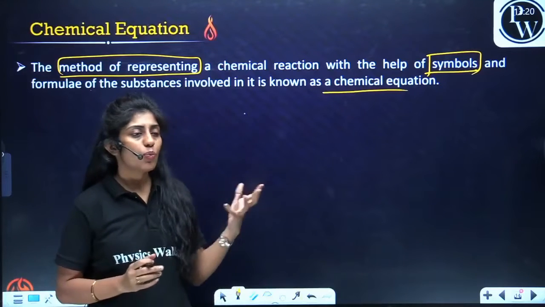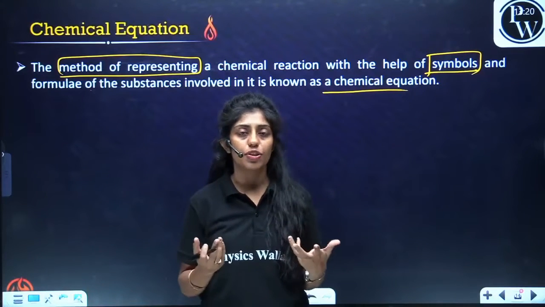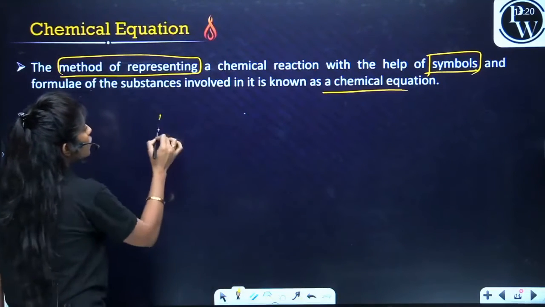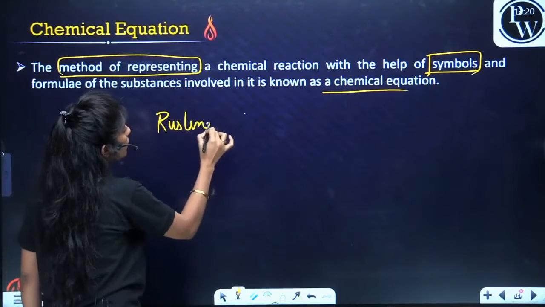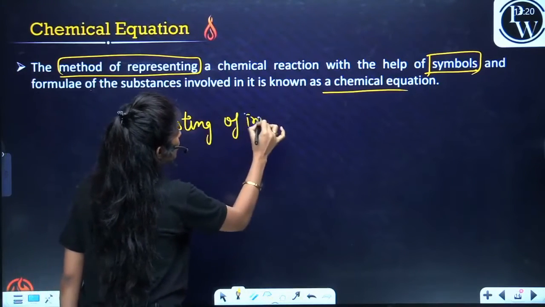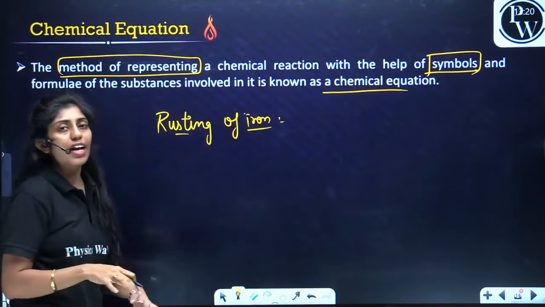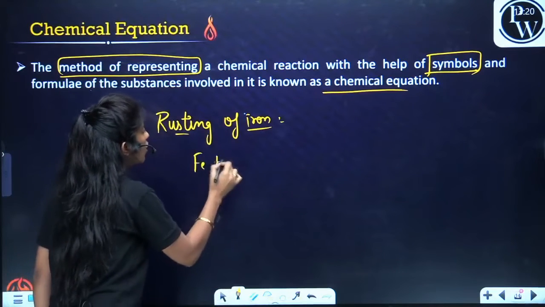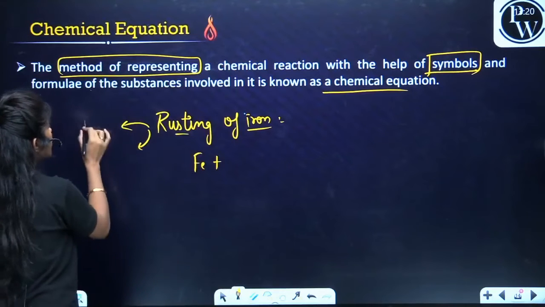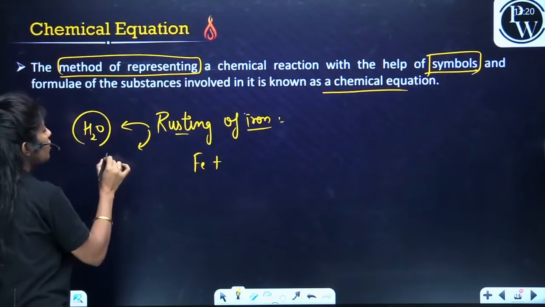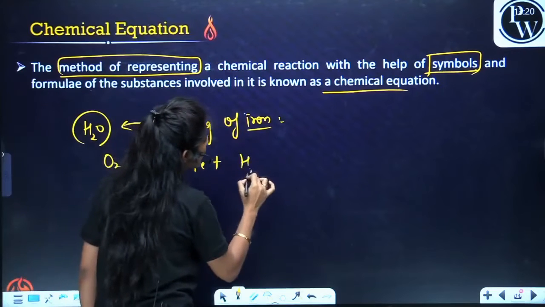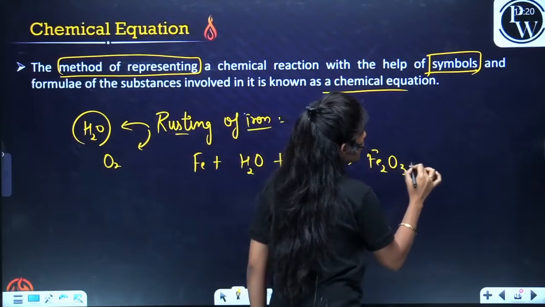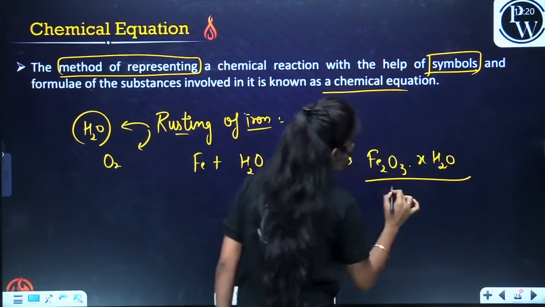reaction. So what if I am seeing any kind of reaction and in the examination I have to write it. There should be some symbolic form. Suppose rusting of iron. I need to write this reaction, so there will be some symbolic representation. For iron, I can write Fe. For rusting, the responsible reactants are water molecules and the oxygen present. So I will write H2O and O2. And there will be production of Fe2O3·xH2O. That is the formula of rust.